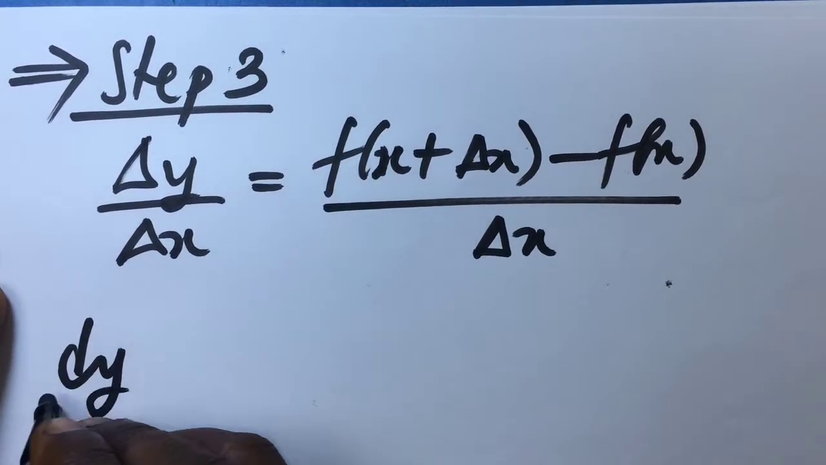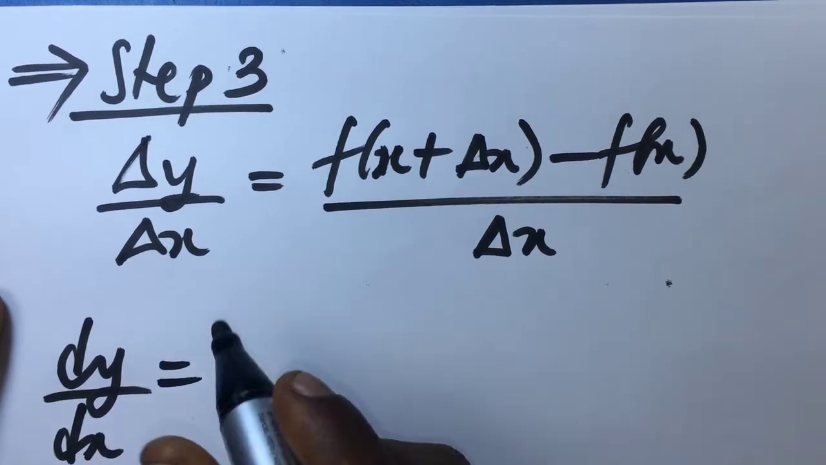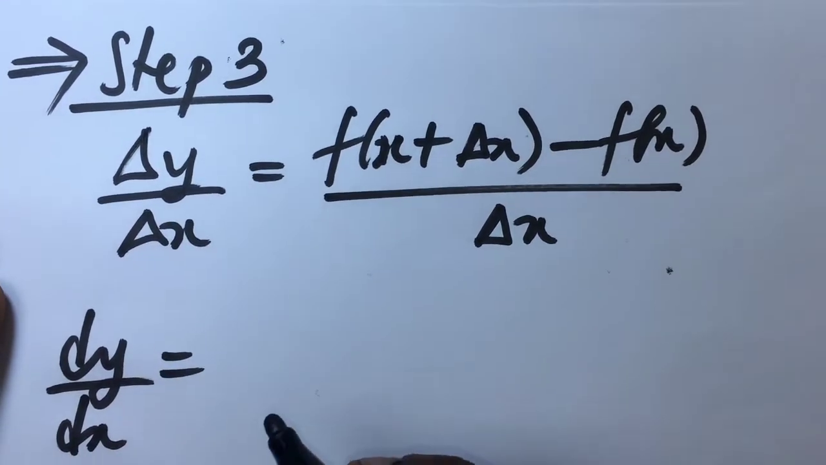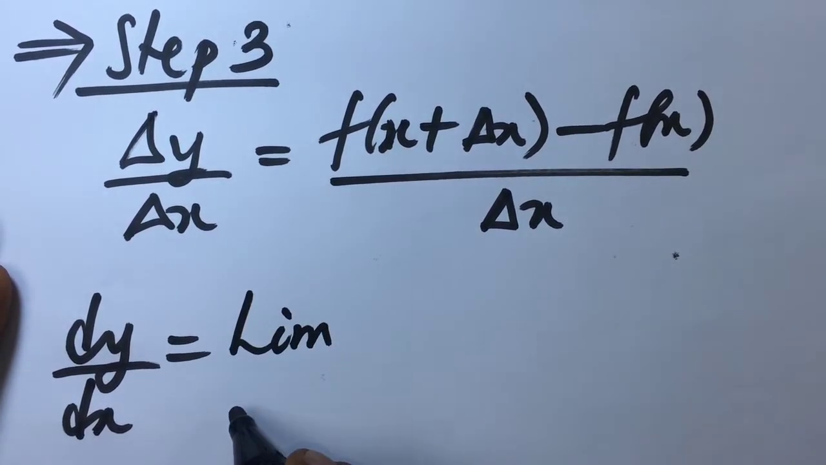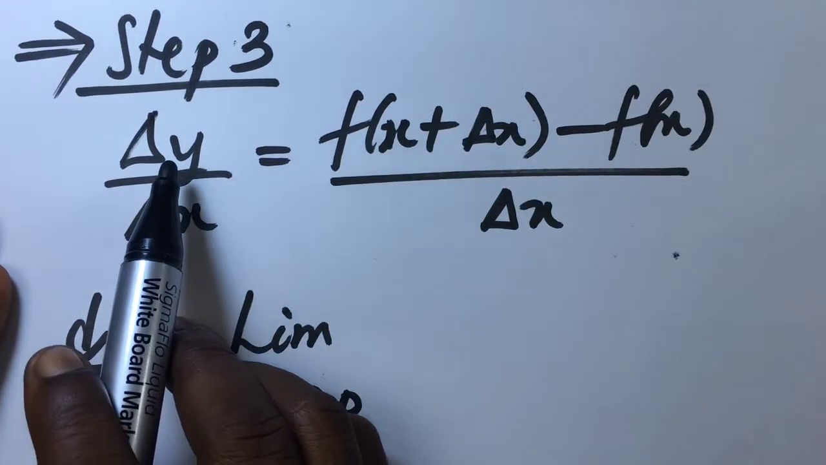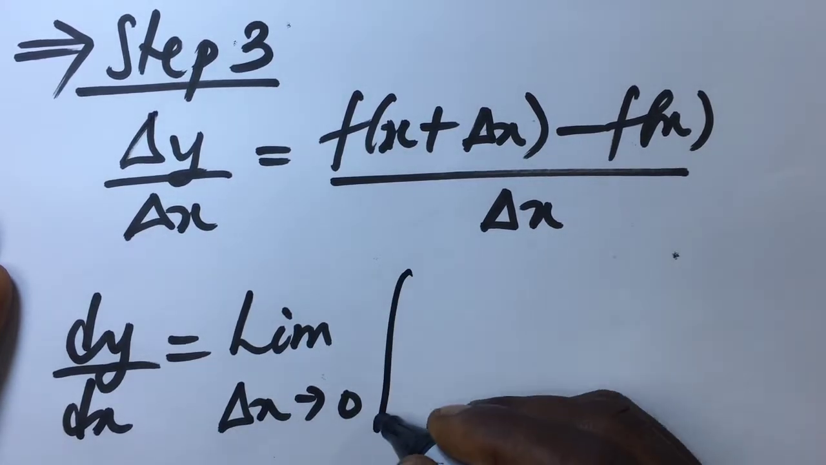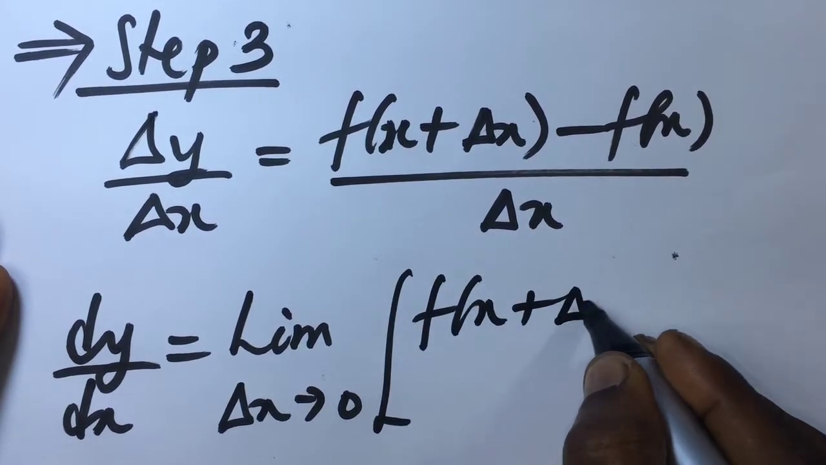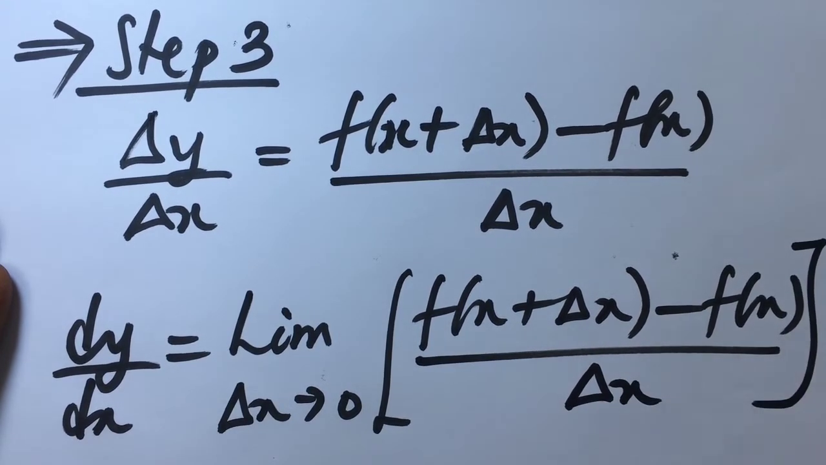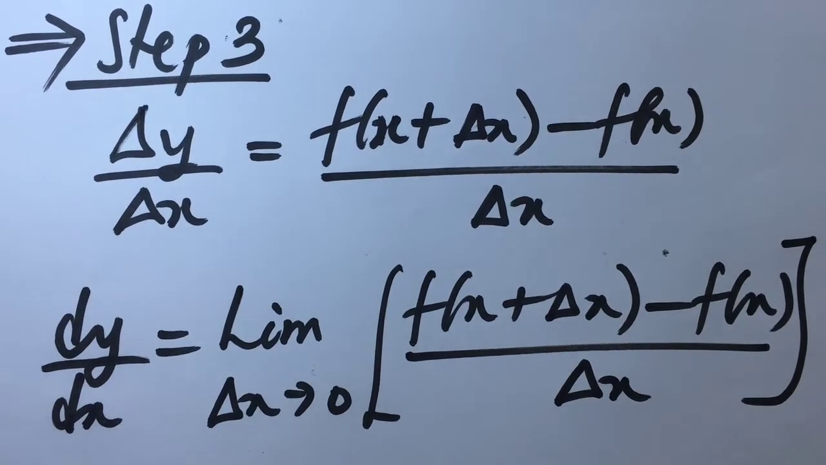So to get dy/dx in our step 3, all we have to do is take the limiting value as change in x tends to 0 of change in y all over change in x. That would mean dy/dx is the limiting value as change in x tends to 0 of all we have obtained to be our change in y all over change in x. That is, the limit of f of x plus change in x minus f of x all over change in x. And this concludes the principle called the first principle of differentiation. We shall be using this principle to solve several problems in this particular video immediately.